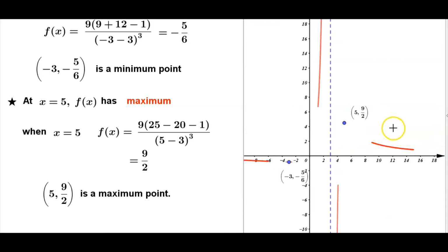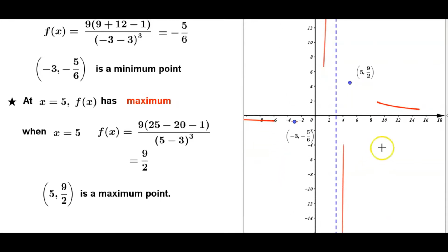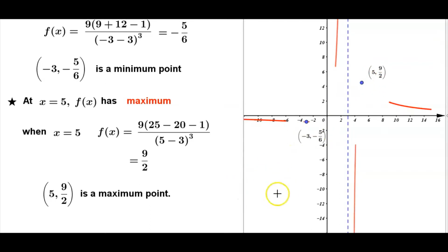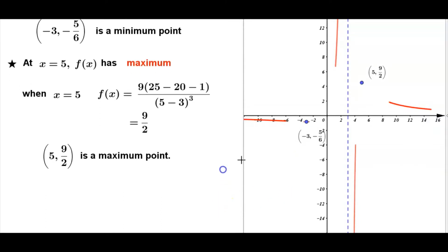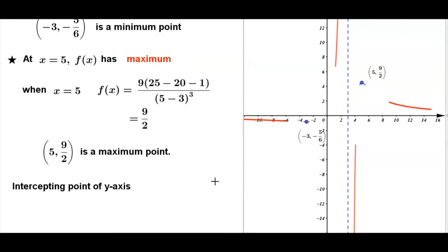So here, approximately, we got some idea for the graph. Here approaching this line, here approaching this line, here minimum value, here maximum value. Therefore, I think we can draw the graph approximately. And also one more point, the intercepting point of the y-axis, we can find out. To get a good graph, we want to find the y-intercept.